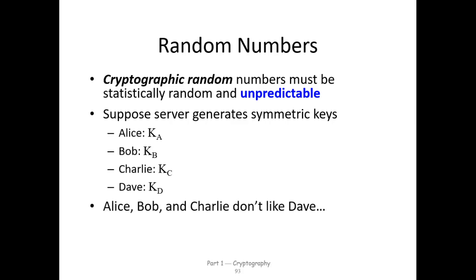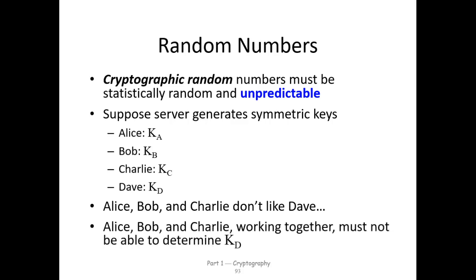Alice, Bob, and Charlie don't like Dave. So Alice, Bob, and Charlie working together must not be able to determine KD. What can the three users determine? Alice can determine either KB or KC. Bob can determine either KA or KC. Charlie can determine either KA or KB. So all three are working together, but all three must not be able to determine KD, because Alice, Bob, and Charlie don't like Dave. So these are some notations.